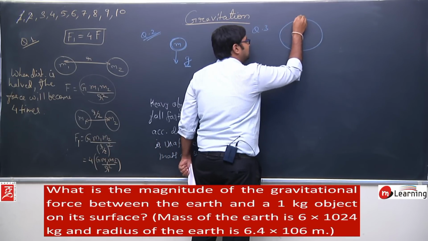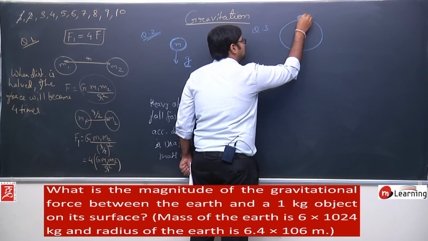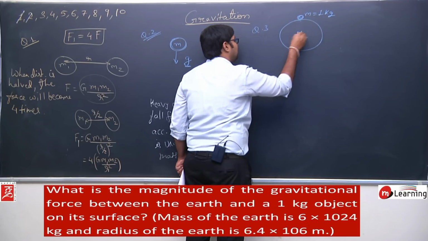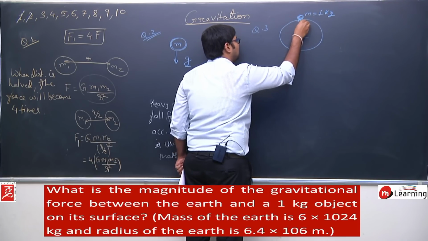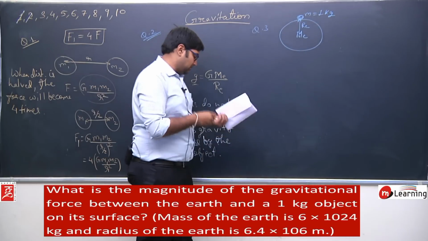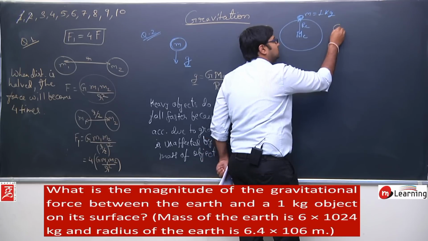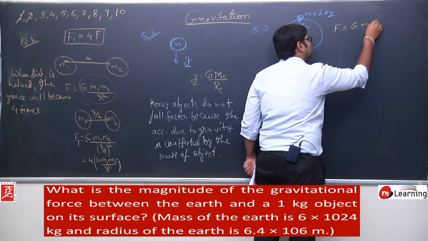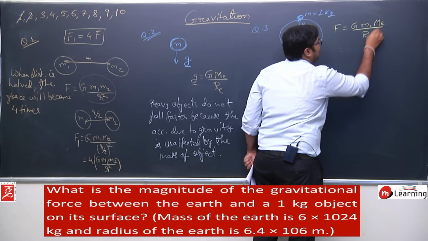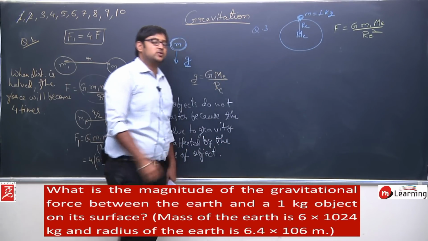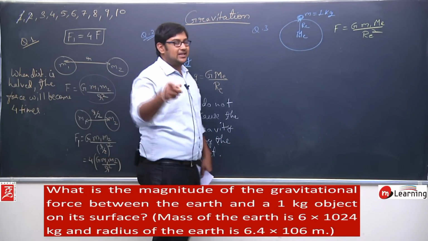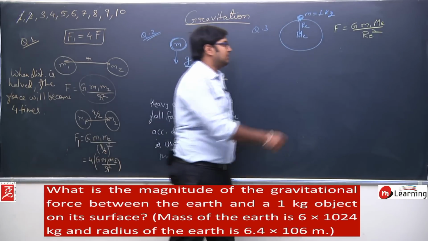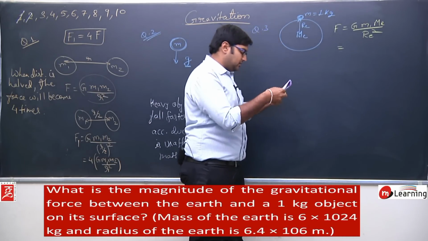Okay, so we know that if I consider this as the earth and this is the object kept on the earth, the object with m equals 1 kg, this is the mass of earth Me, and this is the radius of earth Re. So the expression for the gravitational force will be F equals G times m1 into Me upon Re square. G m1 m2 upon r square, this is the expression. I am considering the two masses as the object and the earth. We have the radius of earth, we have learned this concept earlier.